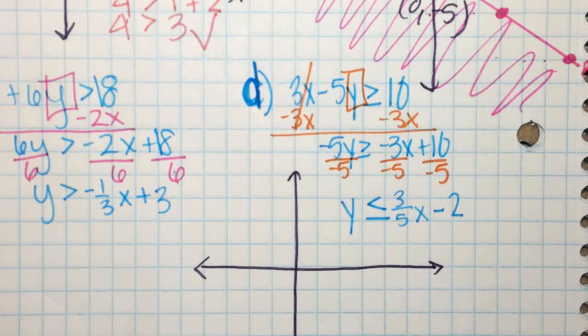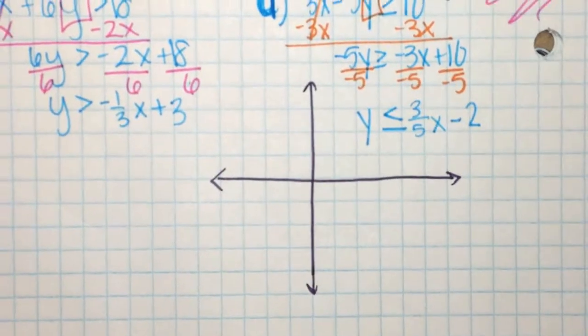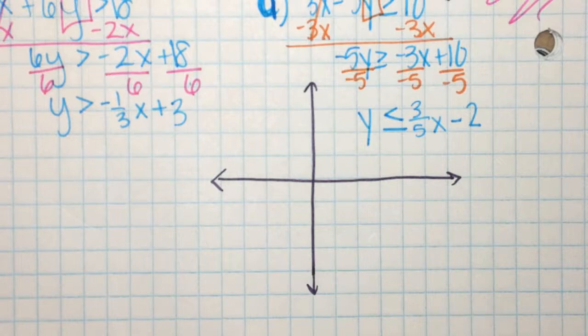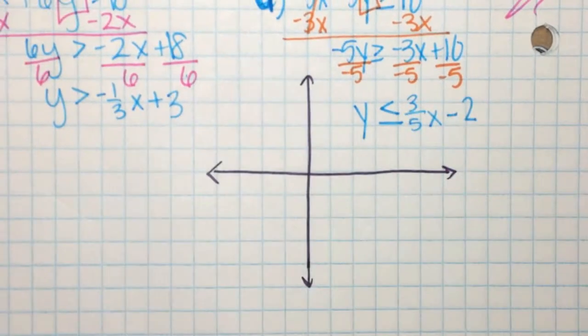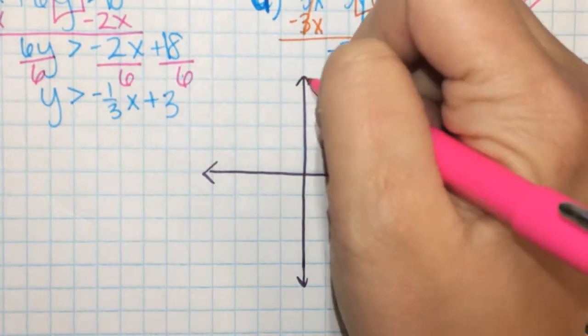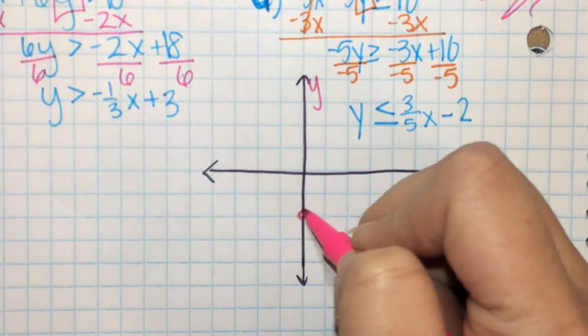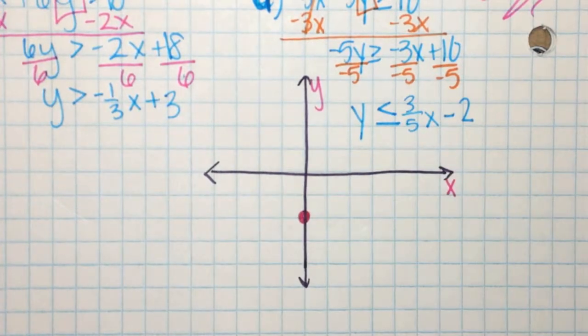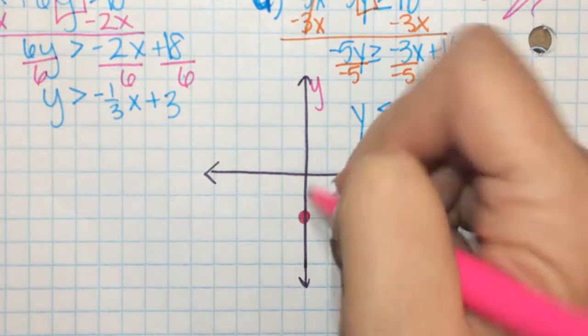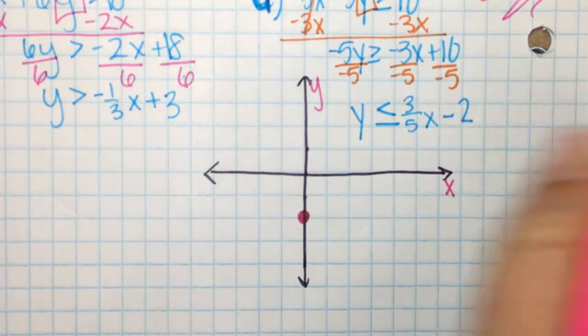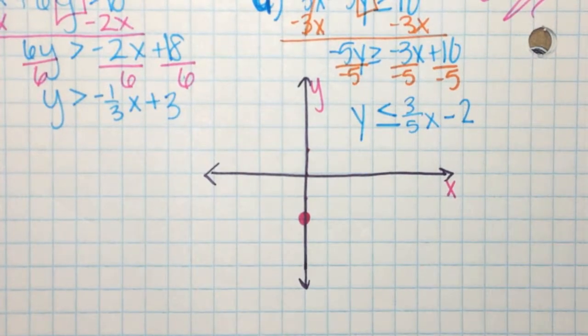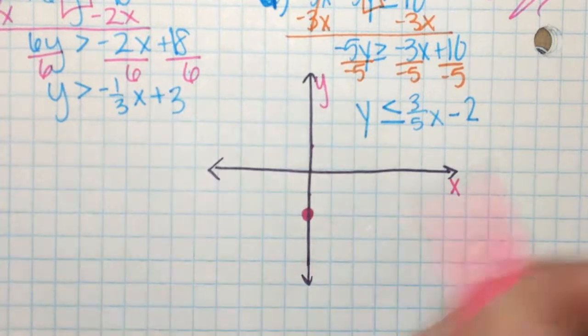Alright, so where do I start on this? Because yesterday when I graded some of yours, some of y'all started in crazy places. Where do I start on this one? On the x-axis or the y-axis? On the y-axis because it's the y-intercept. So I go down 2. And then what do I do from there? Up 3, right. You go to the right because it's positive.